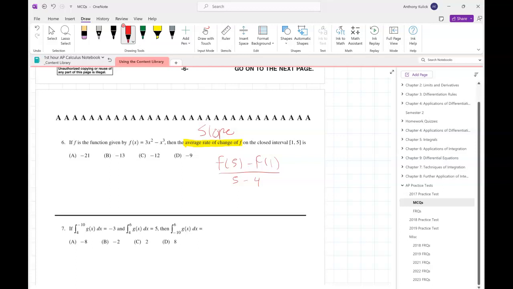So let's see, if I plug 5 in, 5 squared is 25 times 3 is 75 minus 5 to the third, which is 125, so that's negative 50. And then plugging 1 in, 1 squared is 1 times 3 is 3 minus 1 cubed, which is 1. So 3 minus 1 is 2 over, I don't know why I wrote 5 minus 4. I meant 1 there. I was jumping ahead of myself. So I have negative 52 over 4, which is negative 13.